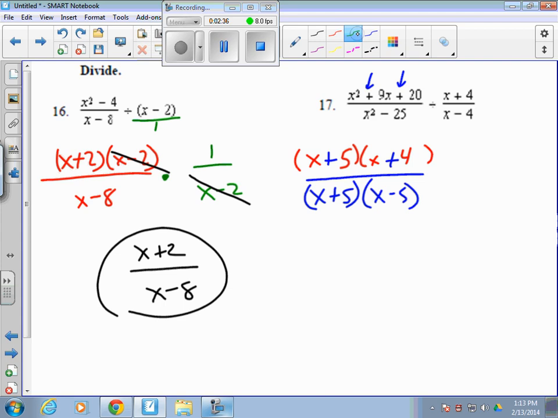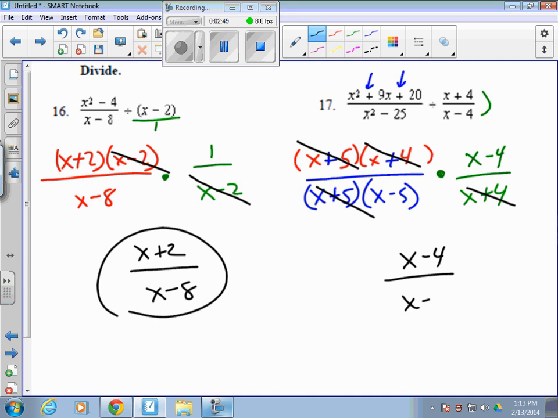It says division. So again, multiply by the reciprocal. X minus 4 over x plus 4. You can see everything you need to cancel out. X plus 5 and x plus 4. You're left with x minus 4 on top, x minus 5 on bottom.